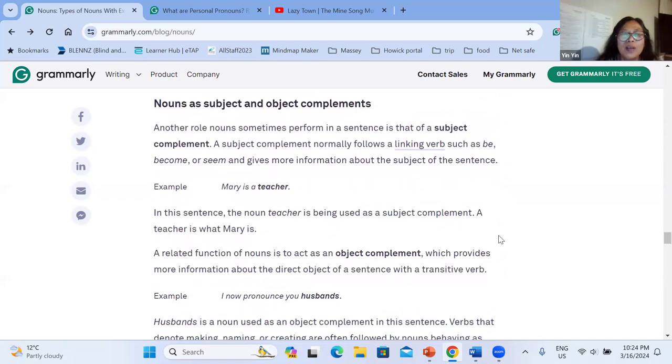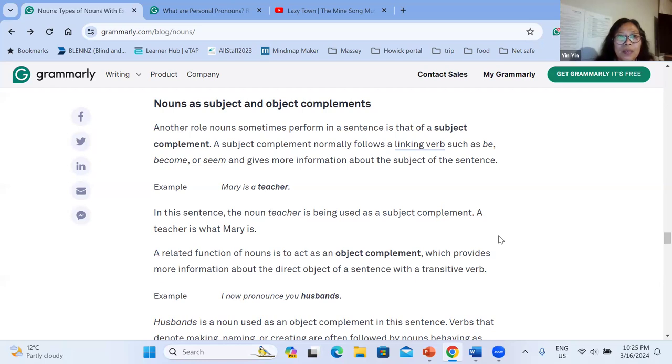Another role nouns sometimes perform in a sentence is as a subject complement. A subject complement normally follows a linking verb such as be, become, or seem, and gives more information about the subject of the sentence. So, subject complement: Mary is the teacher.